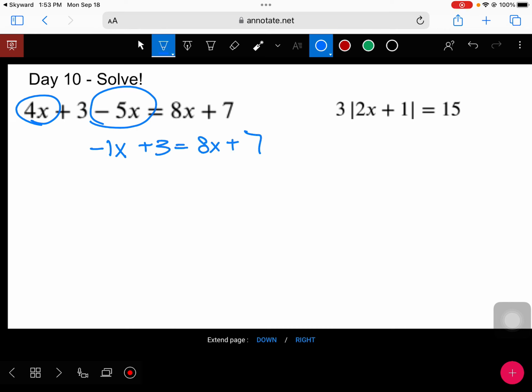Check your work carefully, and give yourself some space. So many of you try to crowd everything and you can't read your own writing. All right, so I am going to move this x over to the other side of the equation. So I will add 1x.